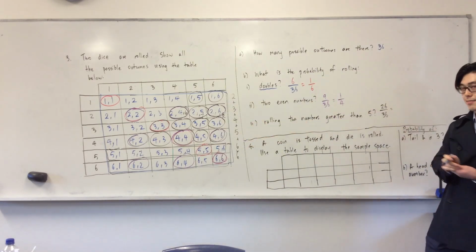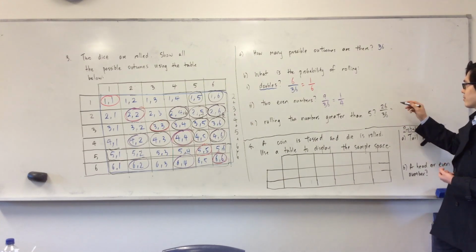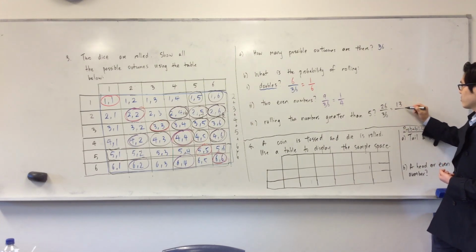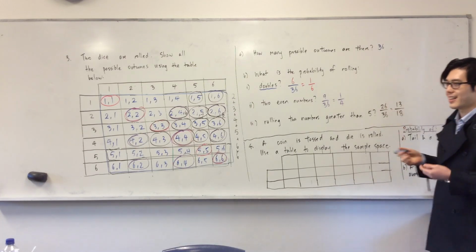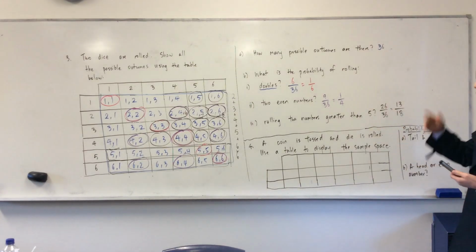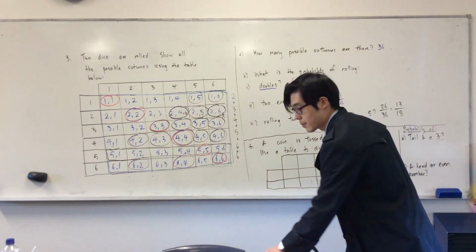I can't simplify that in my head. Well, actually, let's do it. Divide by 2. That's 13 out of 18. You can't simplify that, obviously. Yeah, so that's basically how you list all the outcomes for dice.